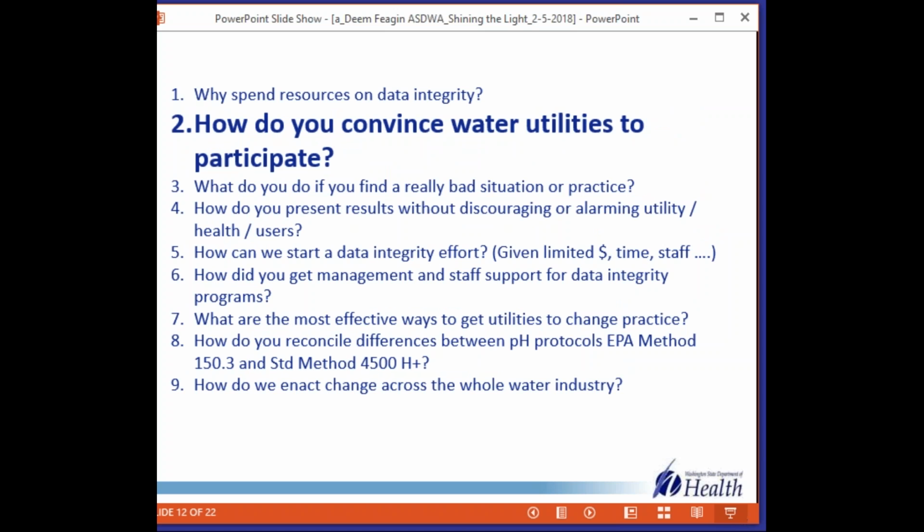So, number 2, how do you convince water utilities to participate? Nancy? Well, first of all, if you create and sustain relationships with the utilities you regulate, they'll be open to participation. Also, if you come at it from the standpoint that we're out here to learn, I think that really helps as well.